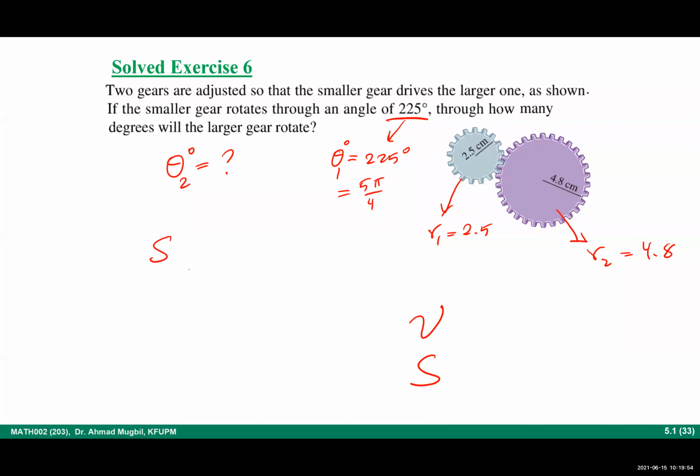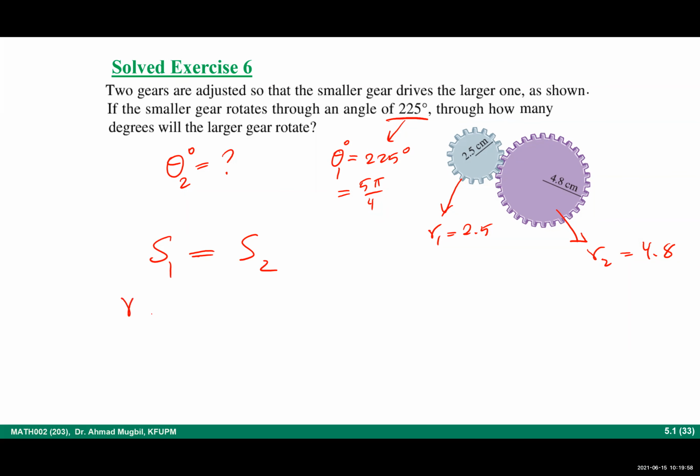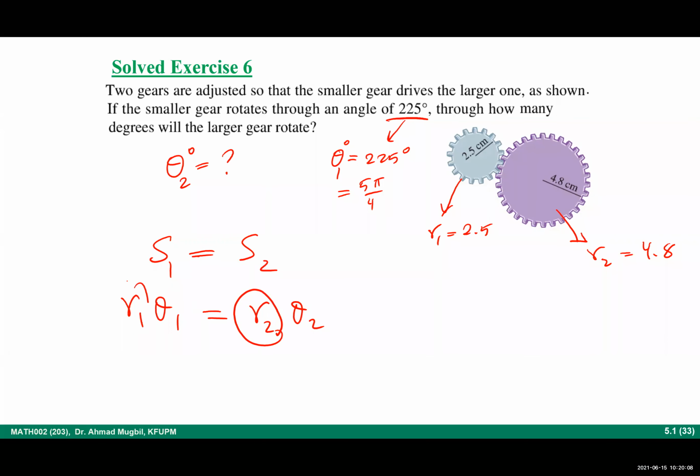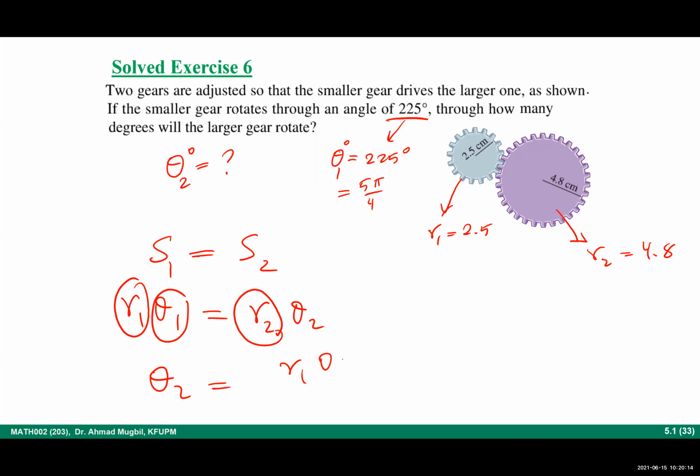So here we have S1 equals to S2. This is the trick. And this means that R1 theta 1 equals to R2 theta 2, because you know that S is R theta. Now you have this, you have this, you have this. So now you just need to find what is theta 2. Theta 2 will be equal to R1 theta 1 over R2. The detailed solution is here, Shabab. And you have a similar question in the recitation and also in the old exam questions.